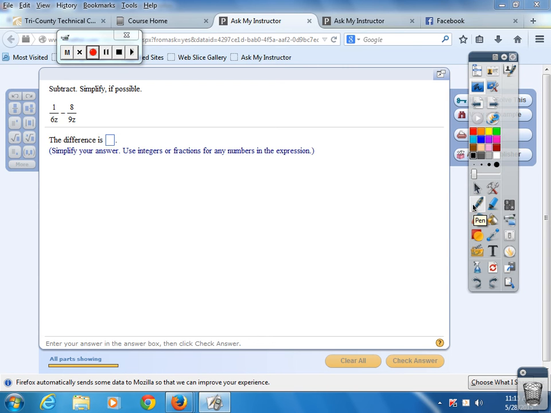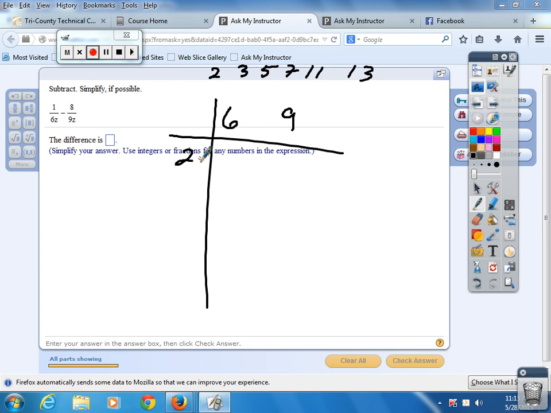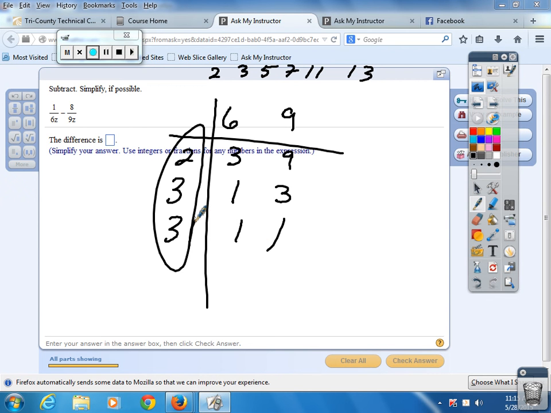All right. 6 and 9. 2, 3, 5, 7, 11, and sometimes 13. 2 will be a 3 and a 9, 3 will be a 1 and a 3, 3 will be a 1 and a 1. So 9 times 2 is what? 18. So you put 18 here, and 18 here, and minus, and 6 will go into 18, 3 times 1 is? 9 will go into 18, 2 times 8 is? So the answer is negative.